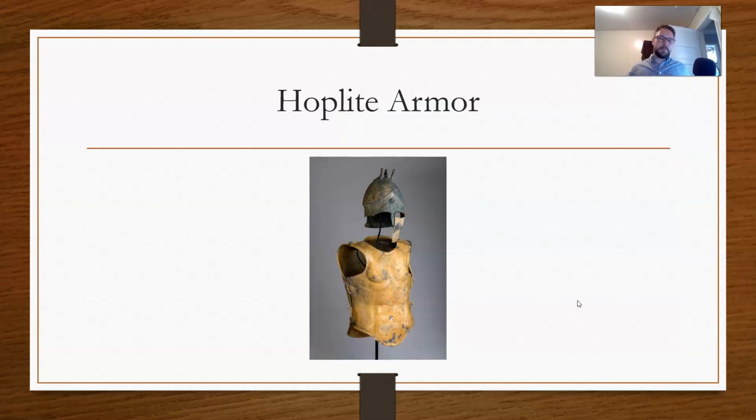Here's an example of hoplite armor. This is made of bronze. As you can see, the oxidization on the helmet. And it is mostly breastplate, helmet, forearm guards, and the hoplite soldier was required to maintain their own arms and armor.